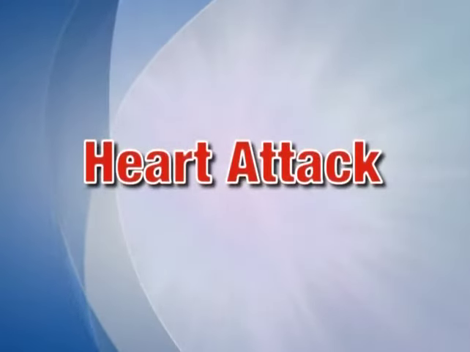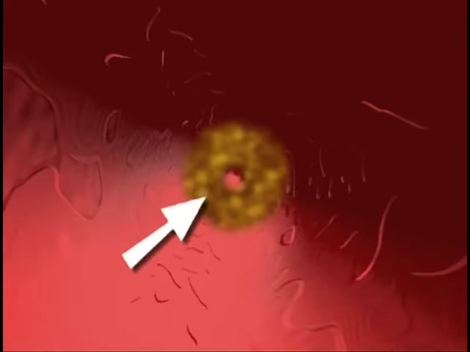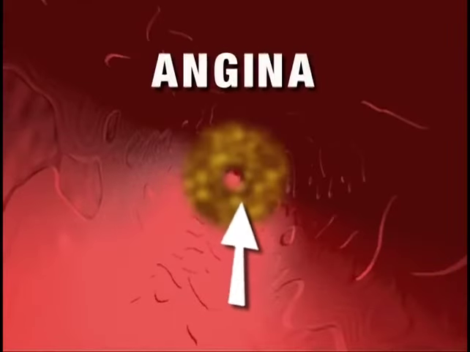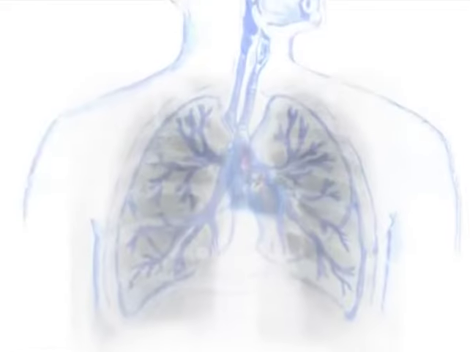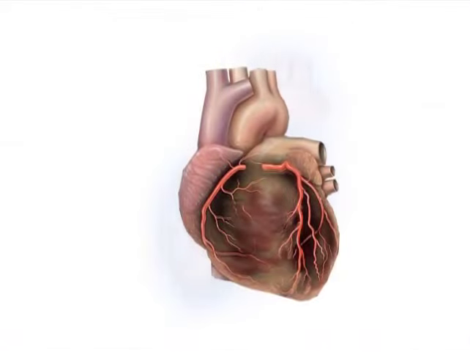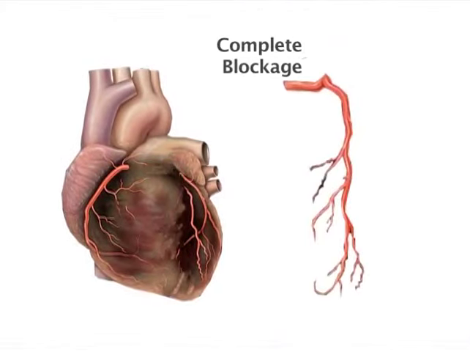Heart attack. If cardiovascular disease happens in the heart and leads to a partial obstruction of the coronary artery, in some cases, this will cause chest pain known as angina. If the coronary artery becomes completely blocked, this will cut off the oxygen supply to the heart muscle and cause a heart attack.